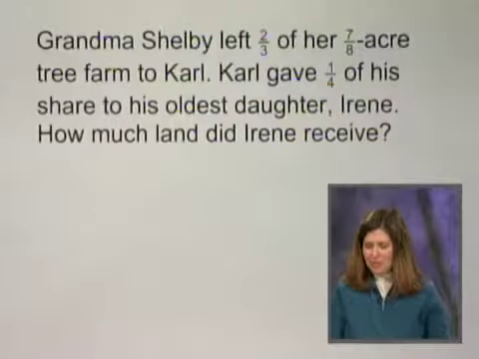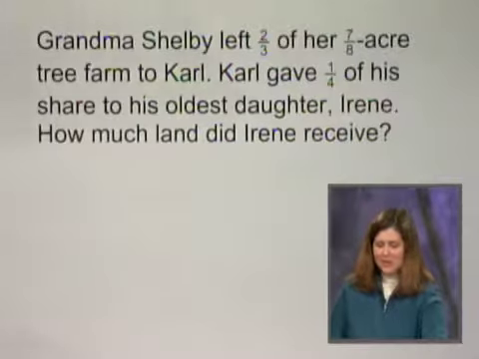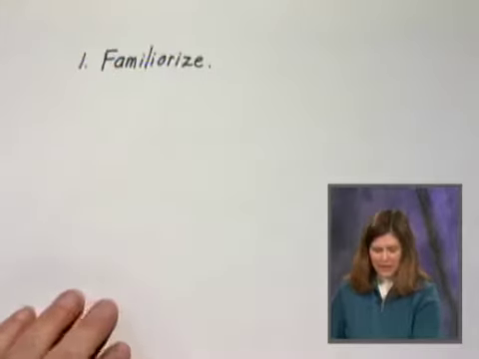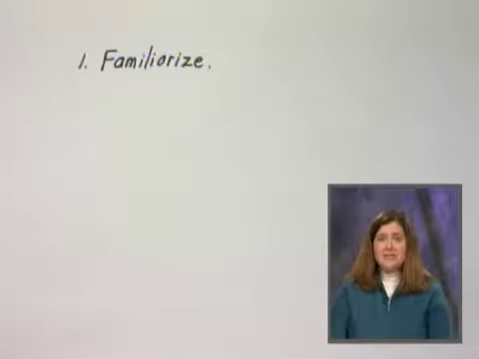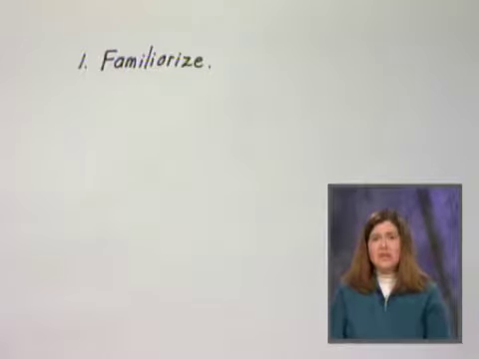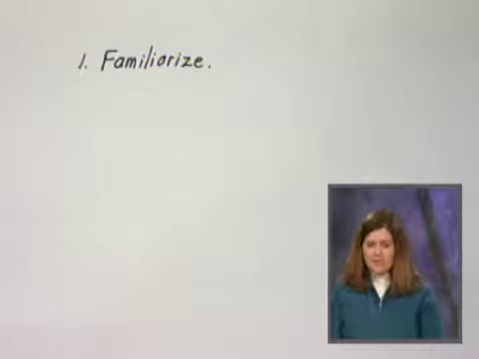Well, let's approach this problem using our 5-step problem-solving strategy, and the first step is to familiarize ourselves with the situation. We realize that we're going to have to do this problem in steps. We're first going to have to find the number of acres that Carl received, and then calculate from there the number of acres that Irene received.